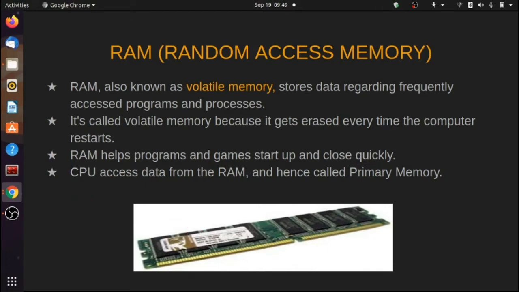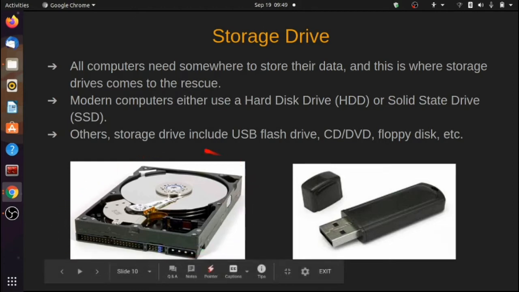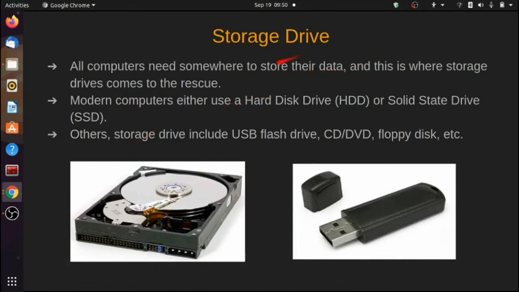Now that we know what a RAM actually is, let us talk about storage drives. So, what is a storage drive? A storage drive is also a hardware just like a RAM, and it's used to store data. But unlike RAM, it can store data permanently. Whenever you want to store data permanently, you make use of a storage drive.